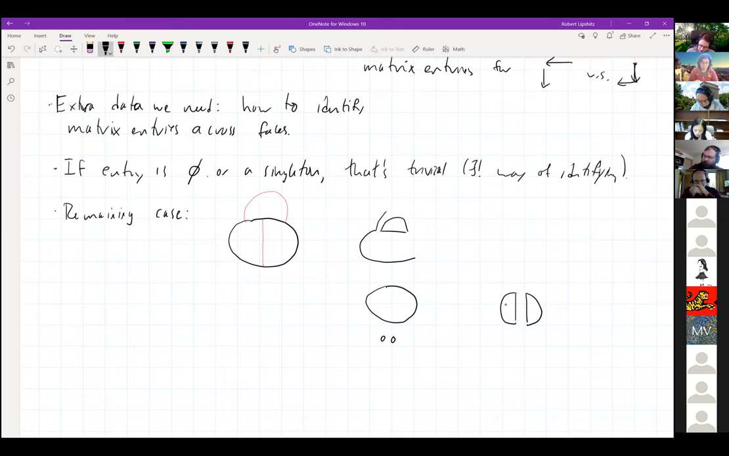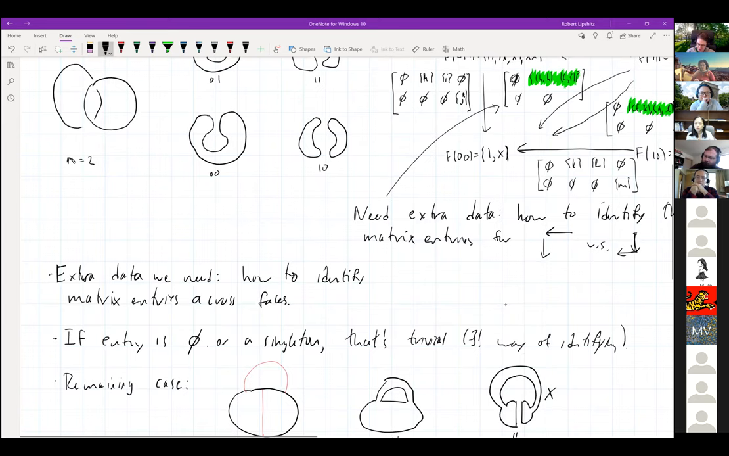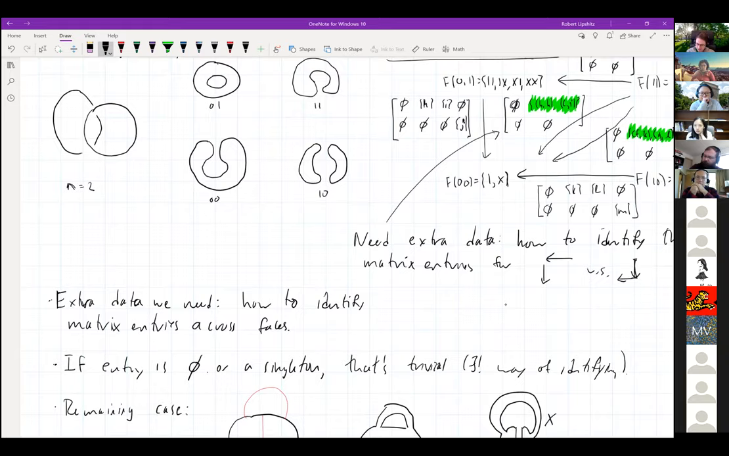So I can do this. There's 0,0, 1,0, 0,1, and 1,1. And now the two matrix entries are the following. What's more, this entry has to be 1, and the labeling there has to be X. That's the upper triangular thing we saw, the example. This is exactly what the example looked like. The example is the minimal example where this happens.